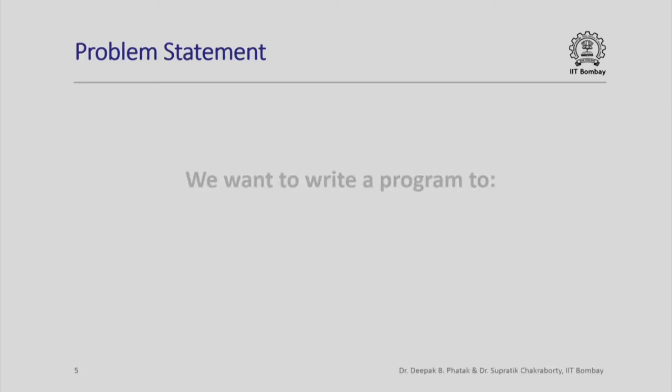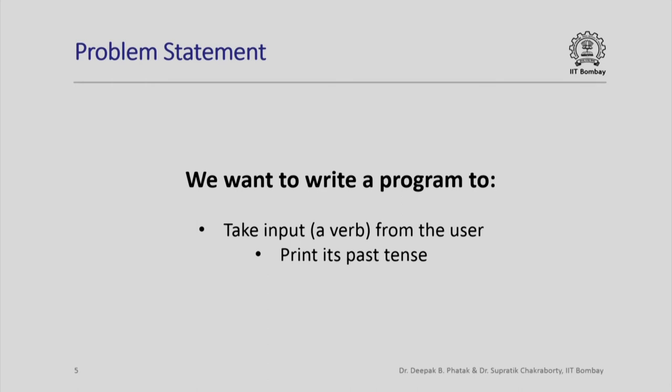So here is our problem statement. We want to write a C++ program that takes as input a string, which is going to be a verb, an English language verb from the user, and it's going to print the past tense of this verb.